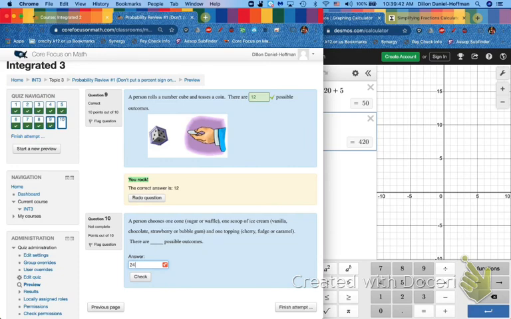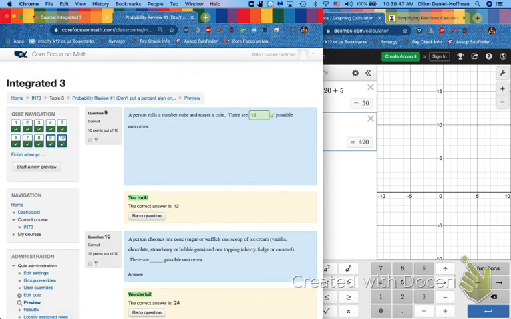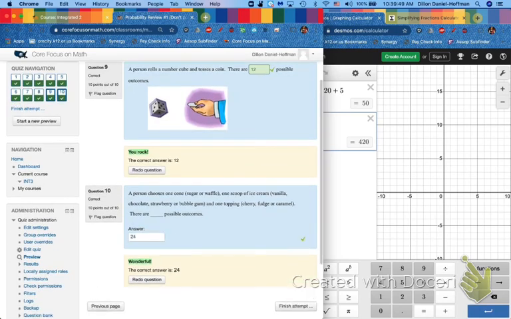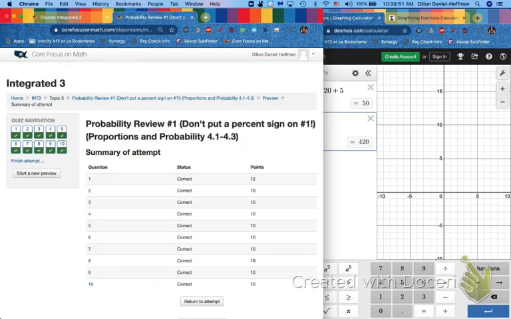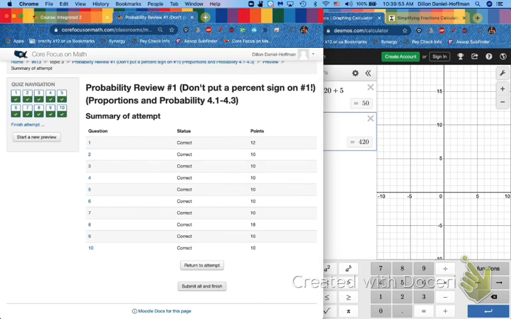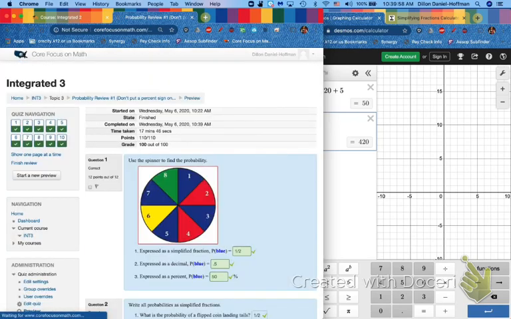24. Okay. What a journey we have had throughout this assignment. We have reviewed so many different probability and just general concepts. Circles, spinners, dice. We've talked about sushi and jelly beans. I'm getting hungry. There it is. Probability review number 1. Done and done.